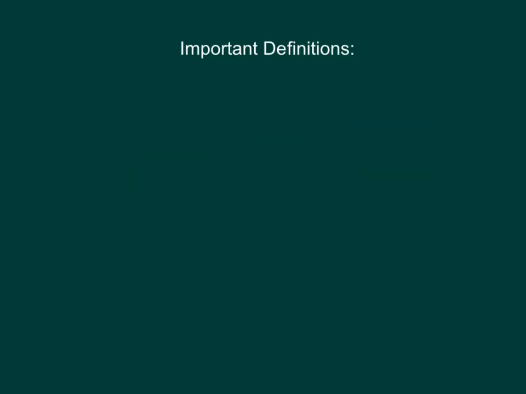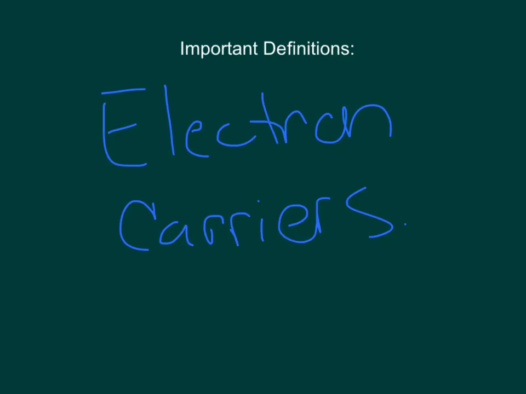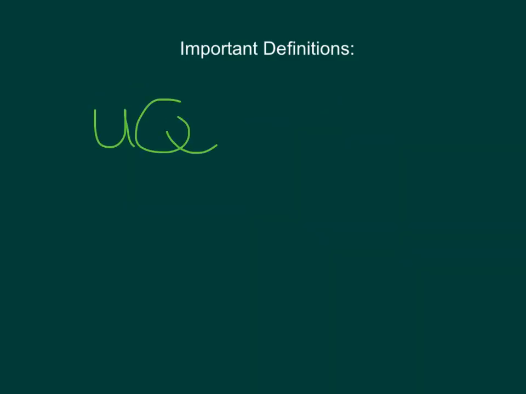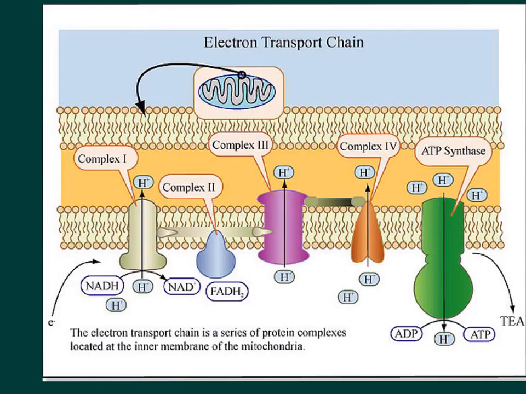The third and final important definition to know is electron carriers. These are substances such as ubiquinone, or UQ, and cytochrome C, or Cyt C, which carry electrons they receive through the oxidation of glucose. Okay, so the ETC occurs between the inner and outer mitochondrial membrane, and the purpose of ETC is to produce ATP through oxidative phosphorylation. ETC is comprised of 5 major complexes.